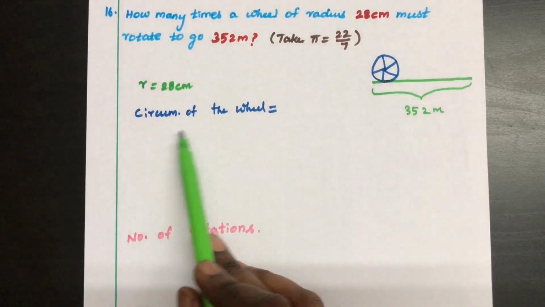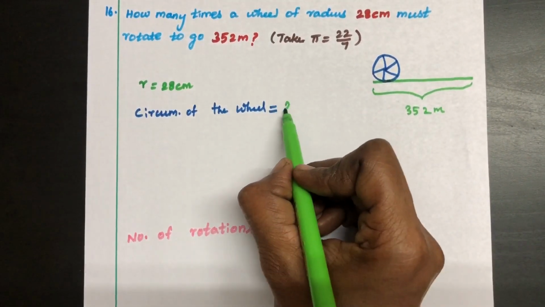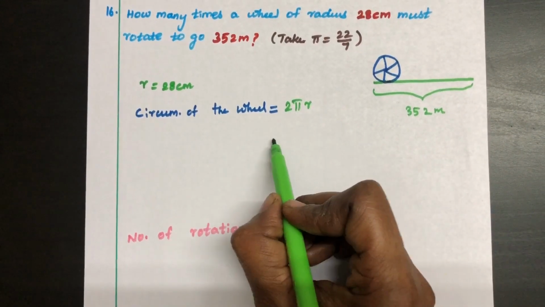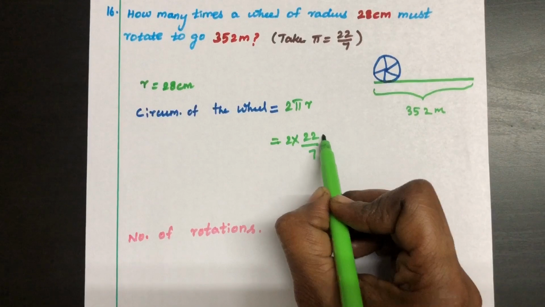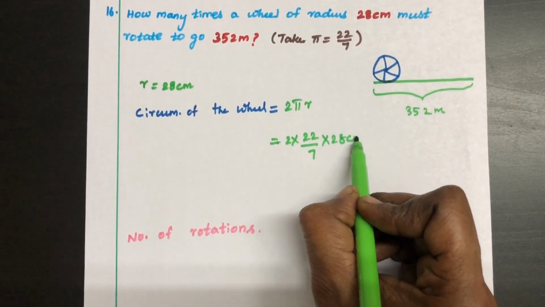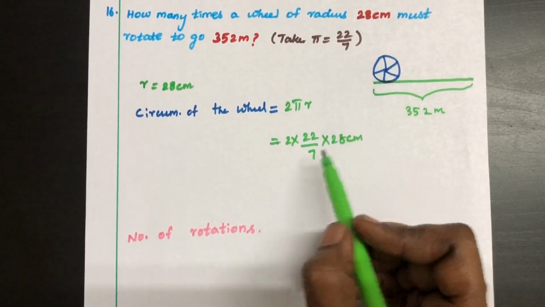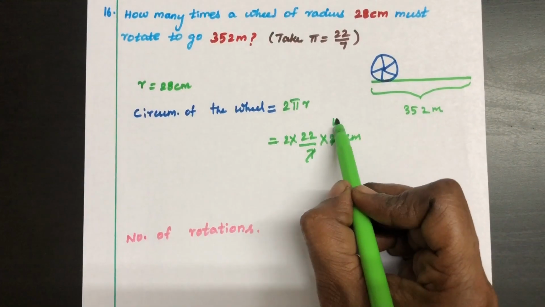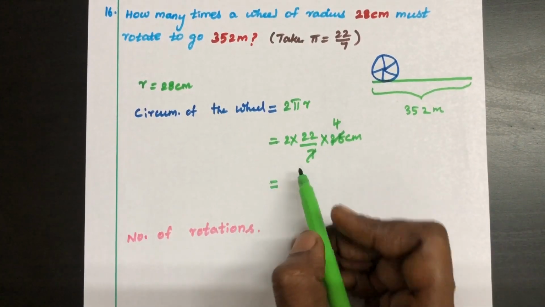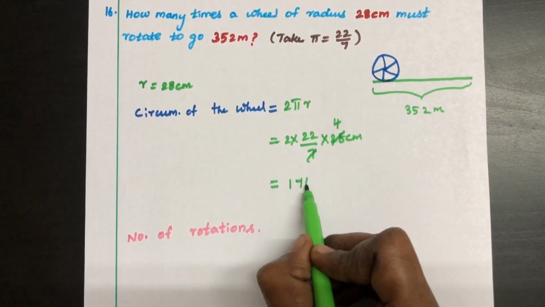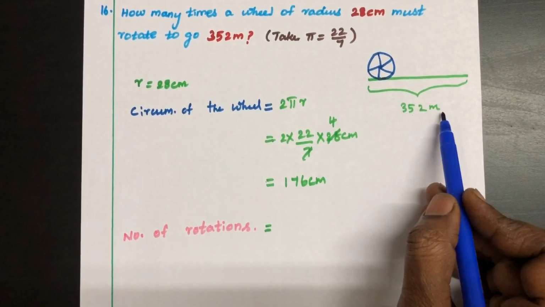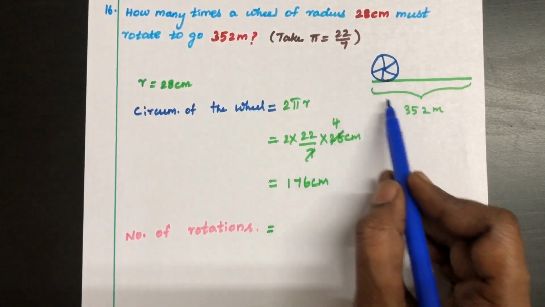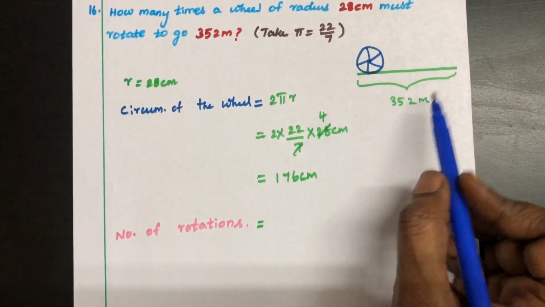Circumference of the wheel is formula 2 pi r. So this is 2 into 22 by 7 into 28 centimeter. This is for the wheel, circumference of the wheel. So if we cancel, this is 4, this equals 176 centimeter. This length is in meter. Now convert it into centimeter, then only we can find how many rotations are required.